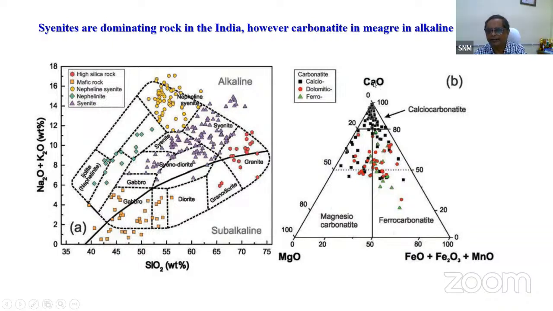Then this is very rich in calcium, then it is calciocarbonatite, and one axis is magnesium, that is magnesiocarbonatite, another axis is iron, that is ferrocarbonatite. So two axes, pure carbonatite, and magnesium or iron rich carbonatites are also there. So this is the chemical characterization for the alkaline rocks.